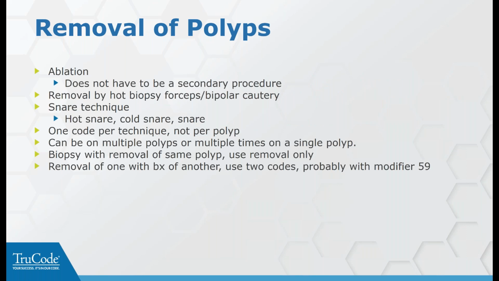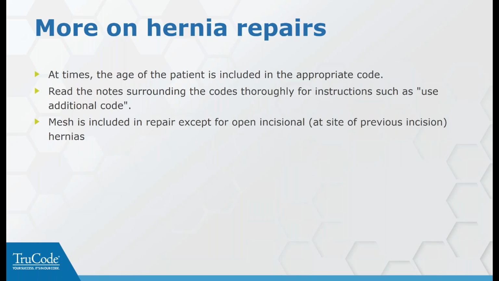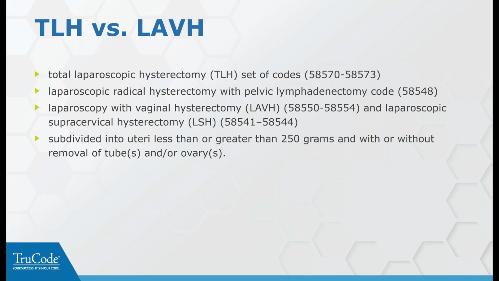And we've already talked about the removal of the polyps, same thing we talked about with the EGDs a while ago. With hernia repairs, the location and the type of hernia is very important. Also, sometimes with this mesh, there are certain types of procedures that if they use the mesh, you can code that separately. So you need to know that also. And sometimes even the age of the patient is included in the appropriate code as well.